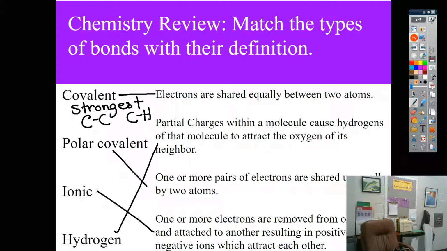The hydrogen bonds are the weakest. We see these between water. We also see them in DNA. So that's your basic chemistry lesson for today. Y'all okay? Ready to learn about water? Yeah? All right.